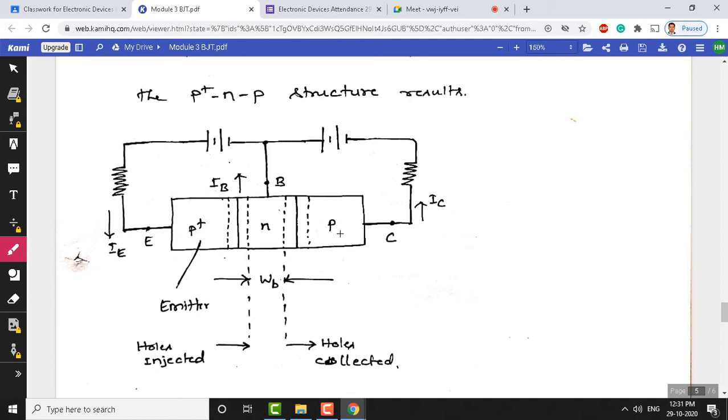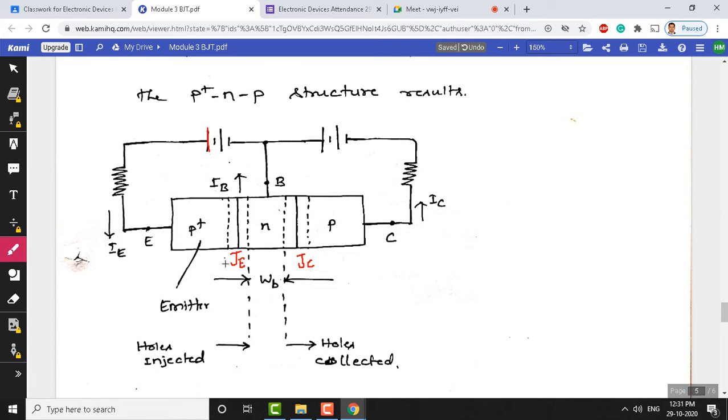Okay. And you can see the potential that we have applied here. P plus N should always be forward biased. You can see P plus is tied to the positive terminal of a battery here, so this junction is kept forward biased. This junction can be interpreted as the emitter junction. Let us call this the emitter junction. This junction can be called the collector junction here.